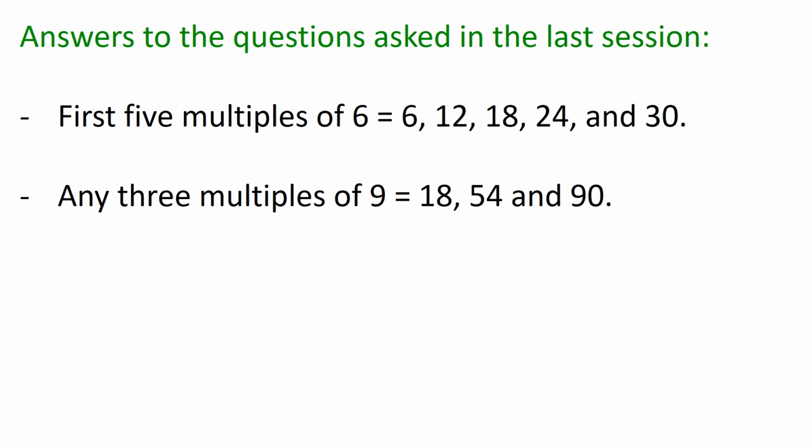Let me give you the answers for the questions I asked you in my last session before starting today's session. I had asked you the first 5 multiples of 6. They are 6, 12, 18, 24 and 30. And the second question was any 3 multiples of 9. I have written 18, 54 and 90. You can write any multiples that come in the table of 9.